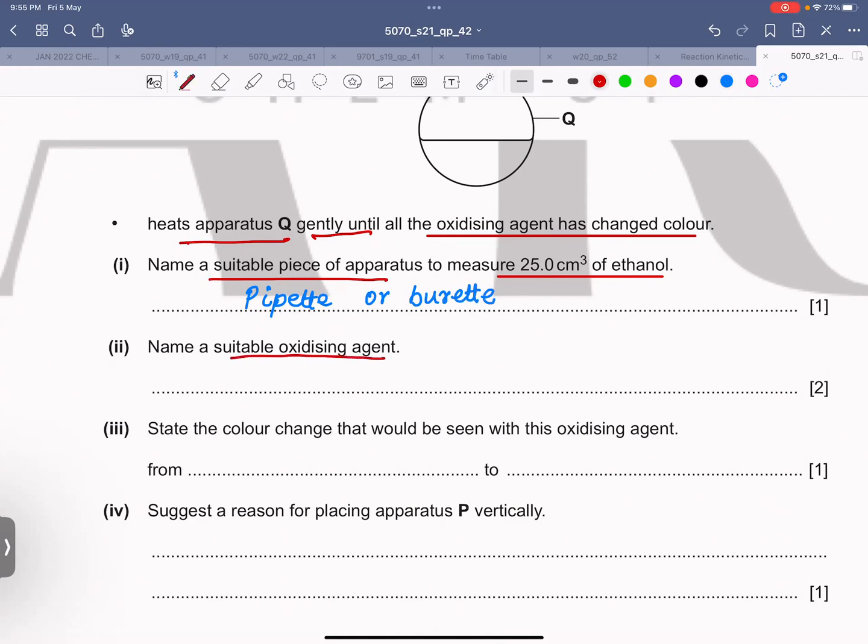So we have discussed this so many times. And it's of 2 marks. So you must write acidified. If you just write potassium manganate 7, then you are going to get only 1 mark. So you must write acidified potassium manganate.